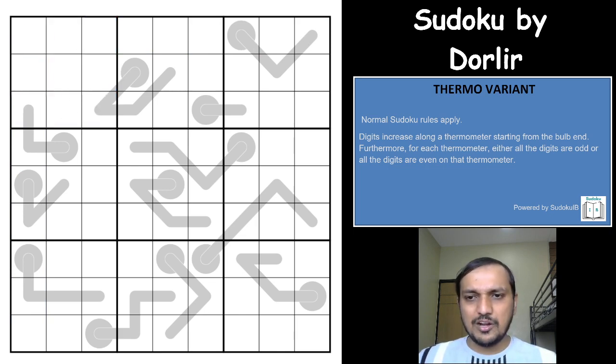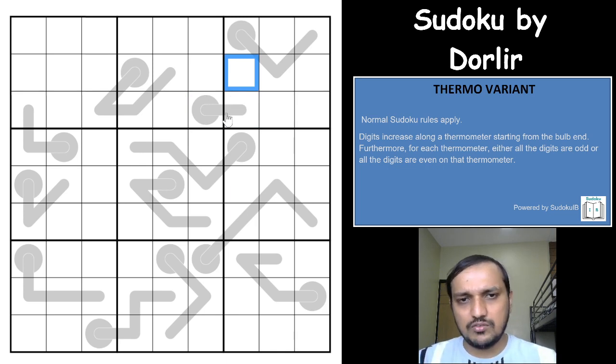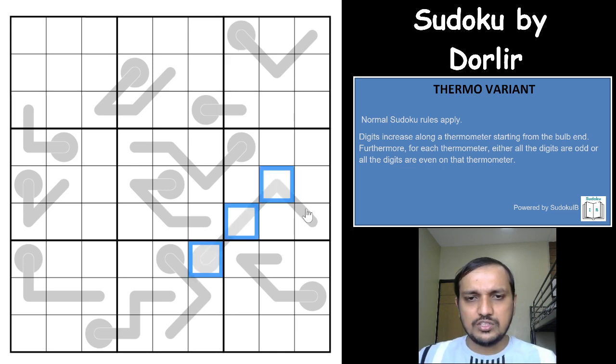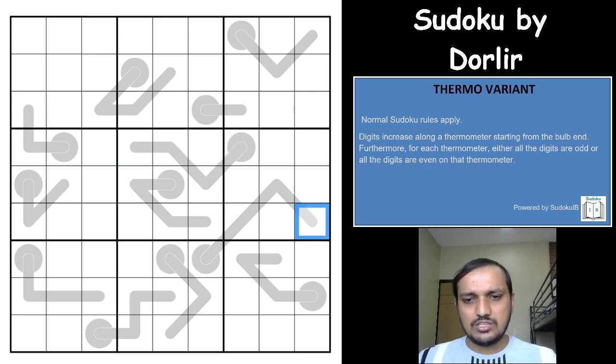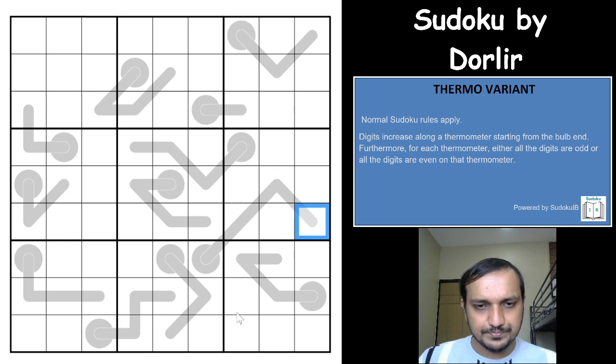Apart from that, you have some thermos in the grid. Numbers from the circle to the round end will be in increasing order. And furthermore, on each thermometer, either all digits are odd or all the digits are even. So if this is odd, all of these would have to be odd. If this is even, all of these would have to be even. So if you get to know the parity of one of the cells on a thermo, all the cells of that thermo would have to be of the same parity. With that, let us start solving this Sudoku.